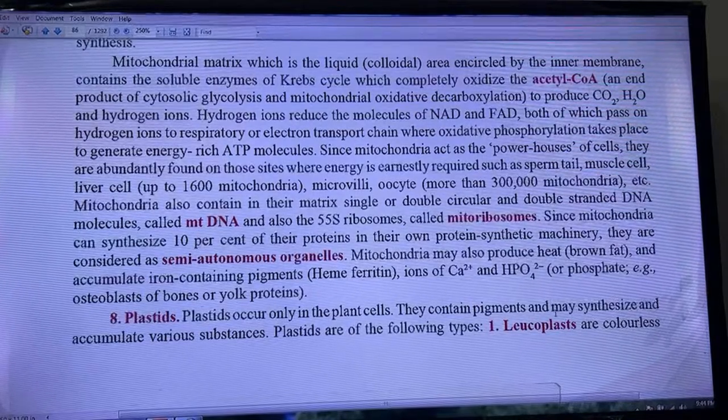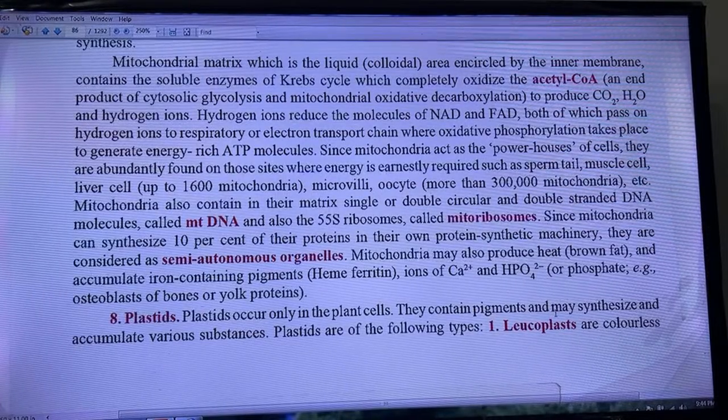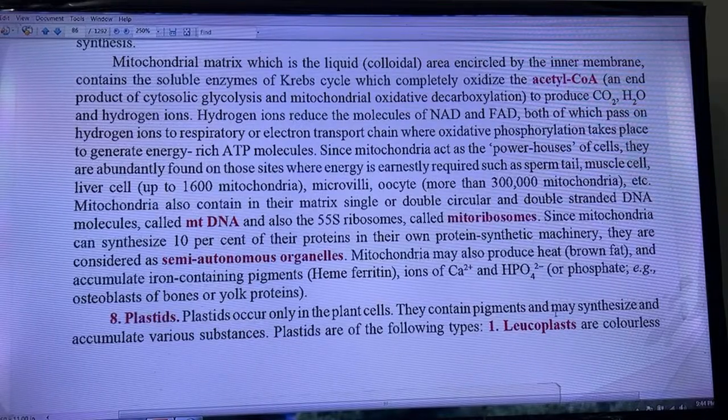Since mitochondria can synthesize 10% of their proteins and have their own protein synthetic machinery, they are considered semi-autonomous organelles. Mitochondria may also produce heat, as in brown fat, and accumulate iron-containing pigments, heme, ferritin, and ions of Ca2+ and HPO4, or phosphate, for example, in osteoblasts of bones.